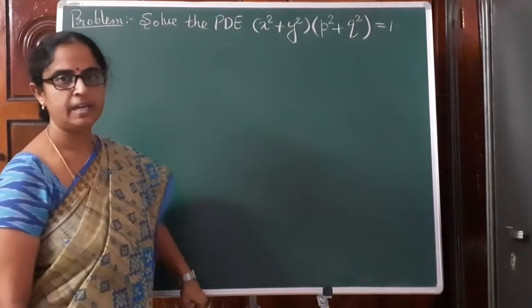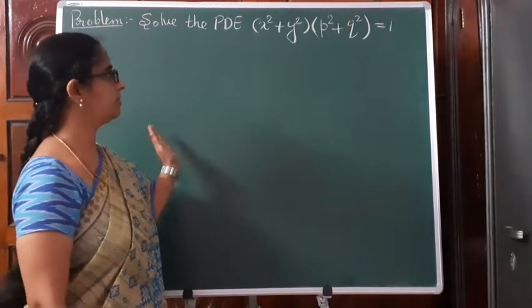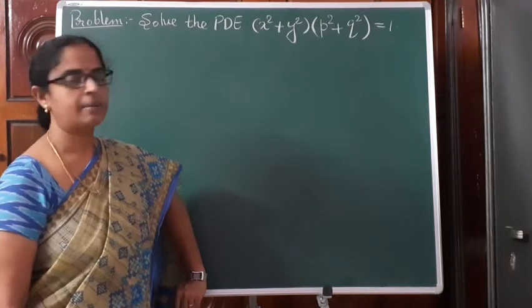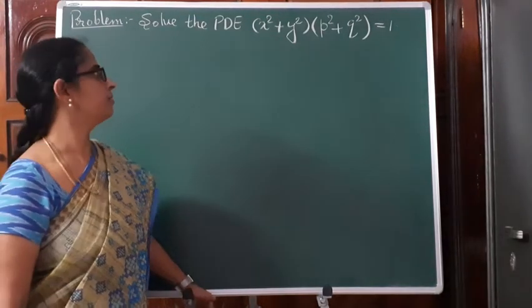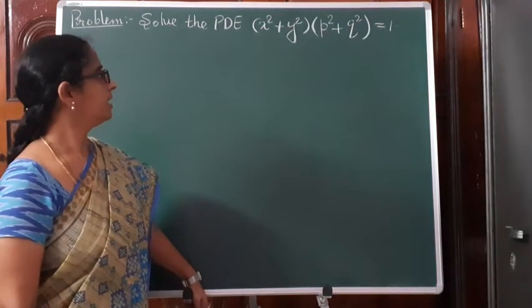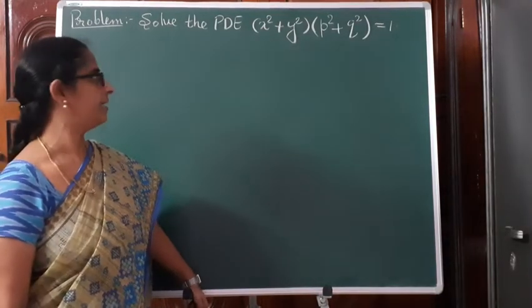Of course, it involves p, q, x, y terms, but px terms cannot be separated from qy terms. So it does not come under standard form 3 or variable separable form. So we need to take some substitution so that it may be reduced to any of the standard forms.